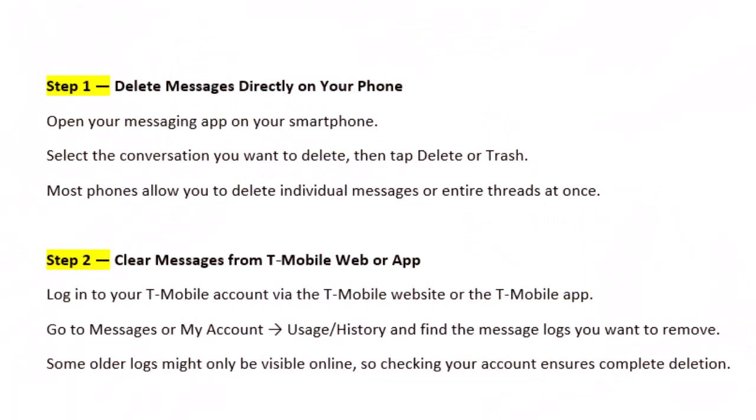Step 1. Delete messages directly on your phone. Open your messaging app on your smartphone. Select the conversation you want to delete, then tap Delete or Trash. Most phones allow you to delete individual messages or entire threads at once.